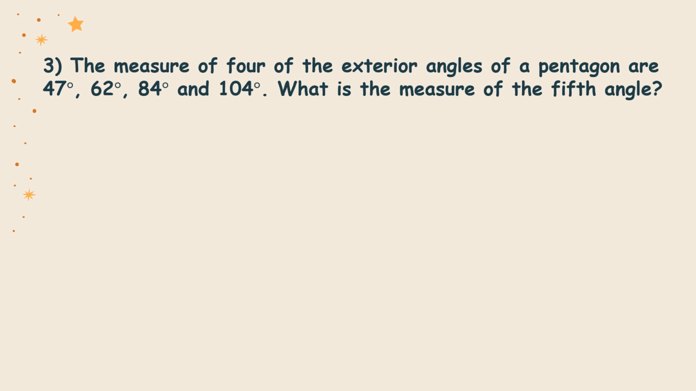Now first and foremost, tell me, what is the sum of the exterior angles of a polygon generally? Yes, 360 degrees. So now we know the total angle. What is the total angle? 360 degrees. So we are going to take 360 degrees, which is the sum of the exterior angles of a polygon, here a pentagon, minus the sum of the given angles.